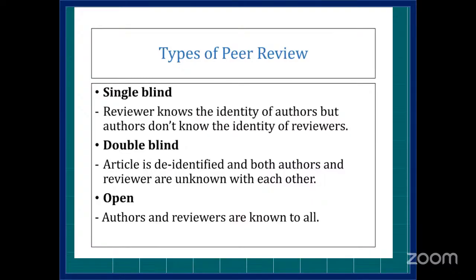And what is double line? Both the authors and the reviewers are unknown to each other. That means they remove the author details and do not give any information about the reviewer. That is called double line. Open means open peer review: authors are known to the reviewer, and reviewers are known to the author. Reviewers and authors are known to each other. That is called open peer review. I hope you got it, right? Single line, double line, and open.